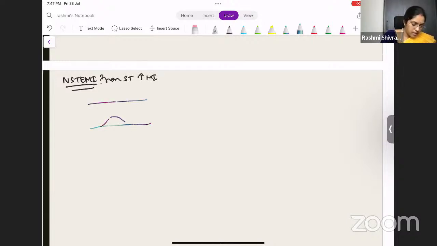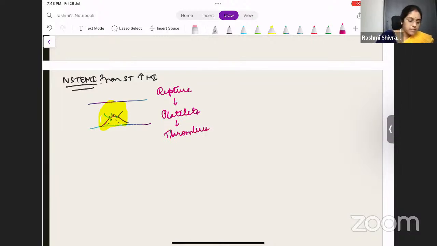So you have a plaque. This has ruptured. Okay. This has given way, and this forms a thrombus. The platelets come here and adhere, and they begin to form a thrombus. What happens at that point of time? The blood flow is reduced.